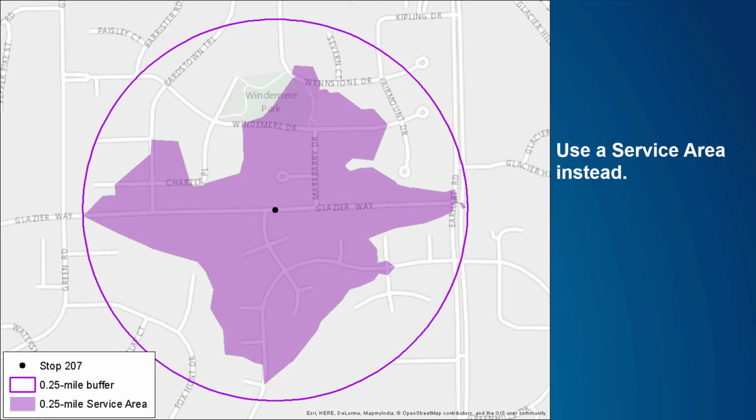You can see in the image here the big contrast between the service area polygon and the circular buffer. The service area is much more accurate. In particular, you can see that this area on the bottom left, where there's a cul-de-sac and some streets from a different neighborhood, are included in the circular buffer but excluded from the service area, because people in that neighborhood would have to walk a long circuitous path all the way around to get back to the transit stop.